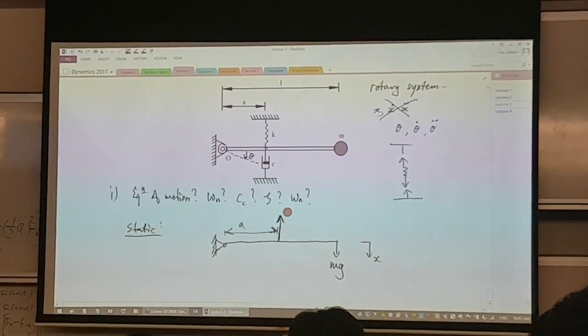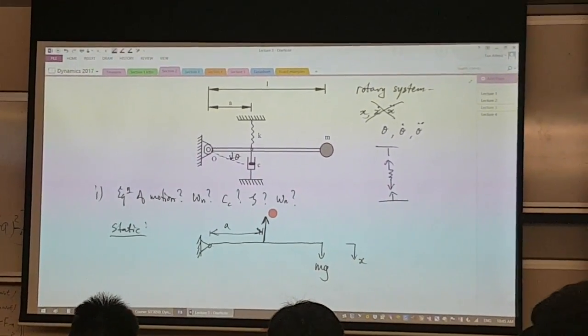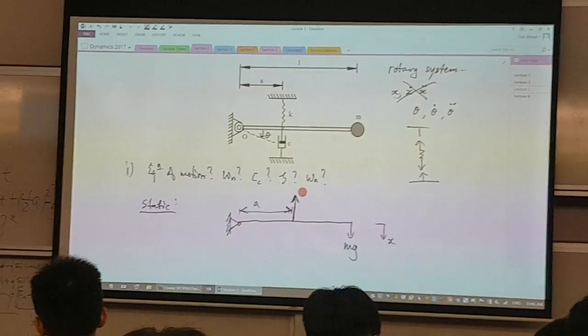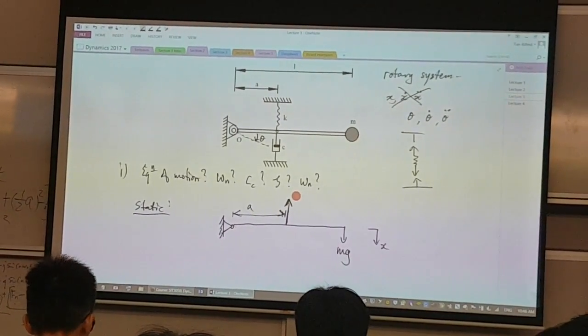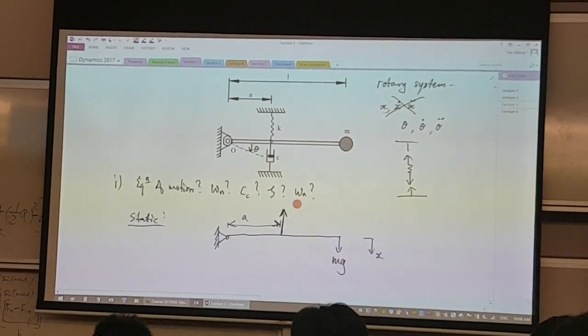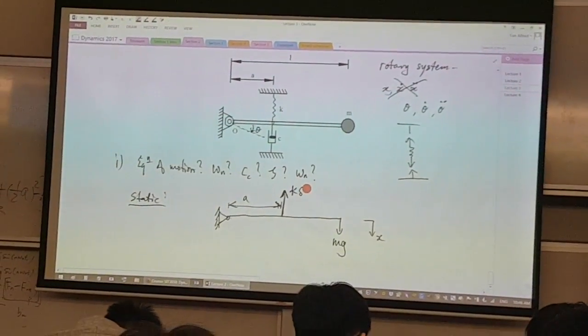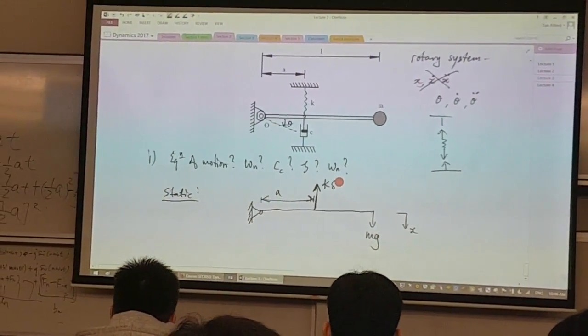Okay. Notice very carefully how I establish my free body diagram. You have to go through these steps. So that spring force, we know, is k delta. We have seen that in earlier examples.